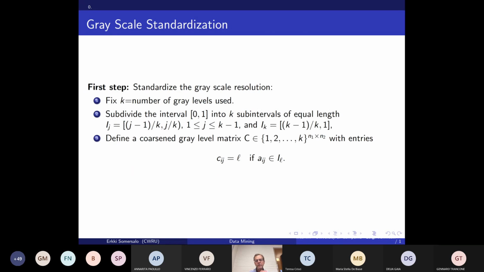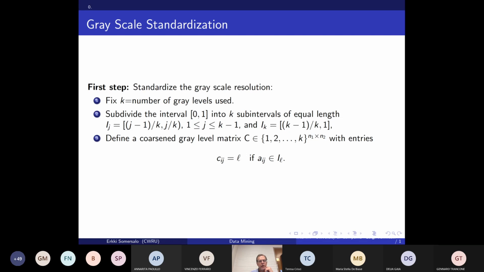Okay, so first of all, we want to standardize the grayscale resolution. So what we do, we decide we are going to look at k different gray levels. So you take the interval from 0 to 1 and you divide it into k equally spaced intervals. Okay, so you say I'm going to look only at k different gray levels. This k could be 8, it could be 100, it could be 50. So you decide how you scale your grayscale.